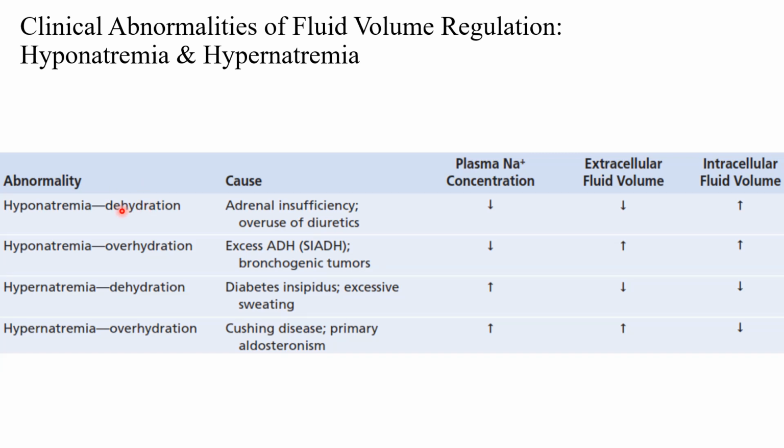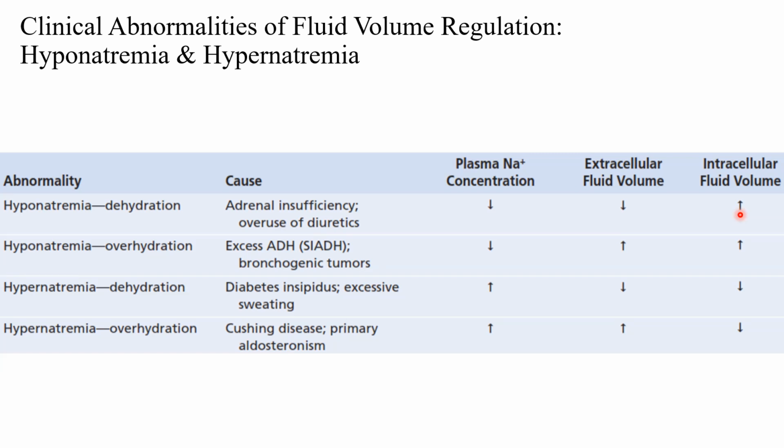Like in dehydration, adrenal insufficiency, overuse of diuretics, that will cause more sodium loss from the body. If sodium is lost, what will happen? Water content in the extracellular fluid is decreasing, right? Then plasma sodium concentration decreases, extracellular fluid volume decreases, and why is intracellular increasing? Is it the right concept? Yes, because it is getting diluted. Less sodium in the extracellular fluid causes movement of the water from dilute to concentrated, meaning the intracellular side, right? So it will increase.